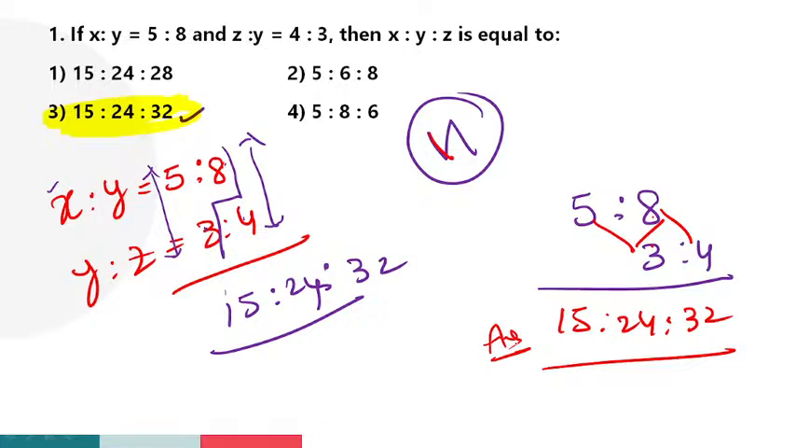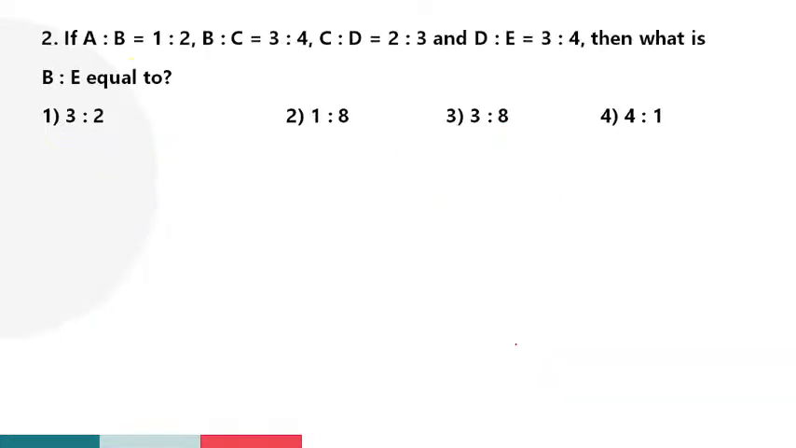Simply, if you want to find the x value, the first value, multiply the right-hand side numbers. If you want to find the last value or z value, multiply the right-hand side numbers. Very dead easy, guys. And move on to the next one. If a is to b is 1 is to 2 and b is to c is 3 is to 4, c is to d is 2 is to 3 and d is to e is 3 is to 4, find b is to e. We only have to find the b value and e value, guys.